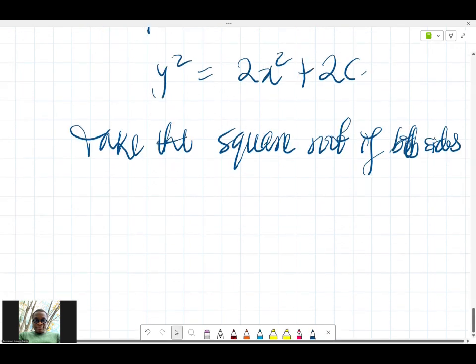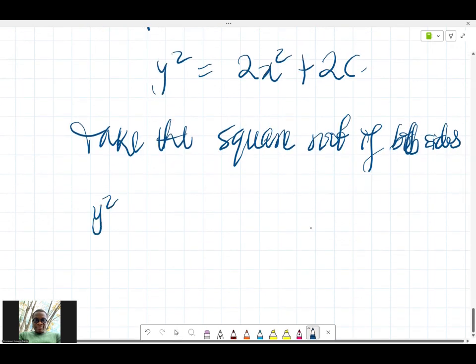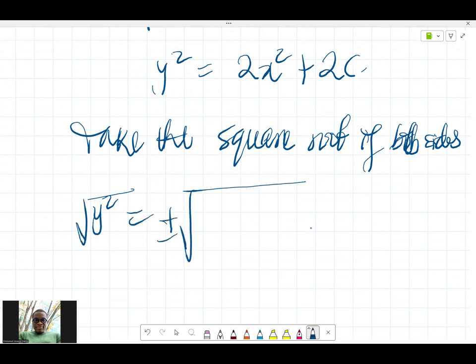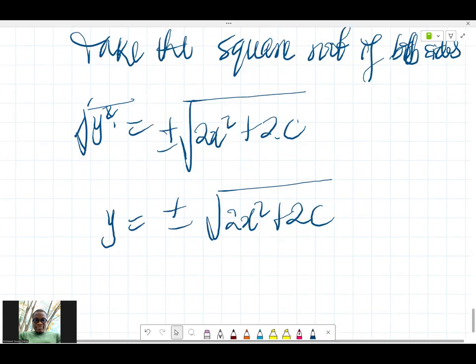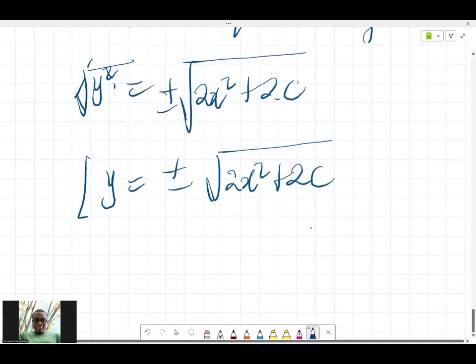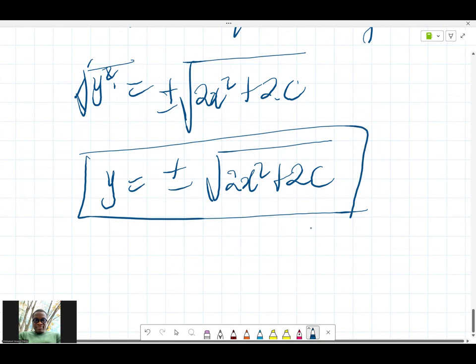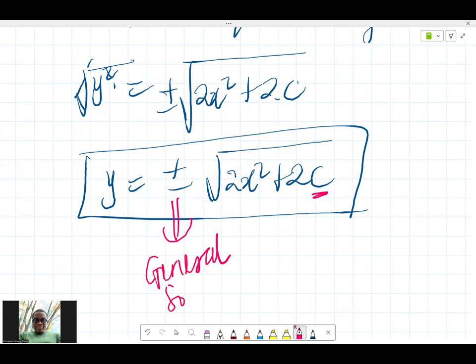And what do we get? We have the square root of y squared equals, of course, plus or minus the square root of 2x squared plus 2c. So the power 2 cancels the root, and y is equal to plus or minus the square root of 2x squared plus 2c. Now this is the general solution because it still contains an arbitrary constant, like we looked at in the last video.